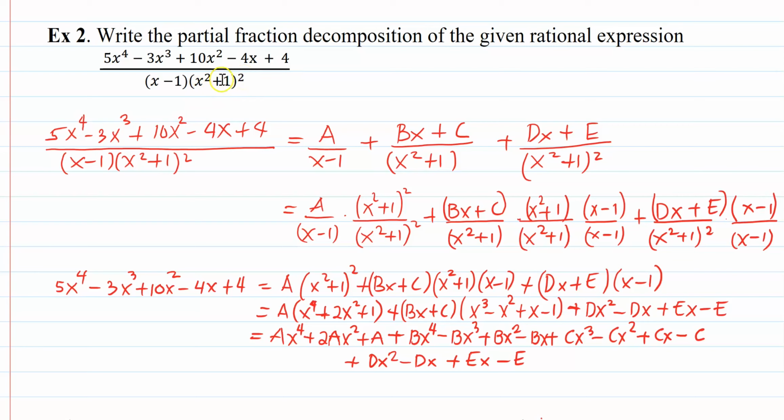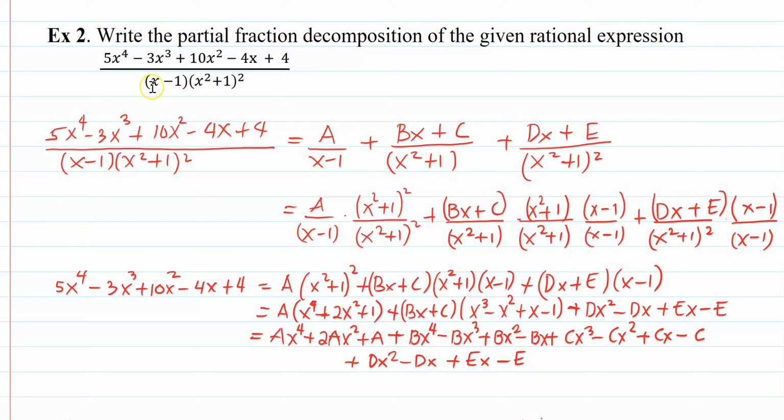Now you notice that in this rational expression, our denominator has two factors. One is linear, x - 1, and the other, x^2 + 1, is quadratic. And the quadratic factor is raised to the power 2. So let's write down the partial fraction decomposition form.